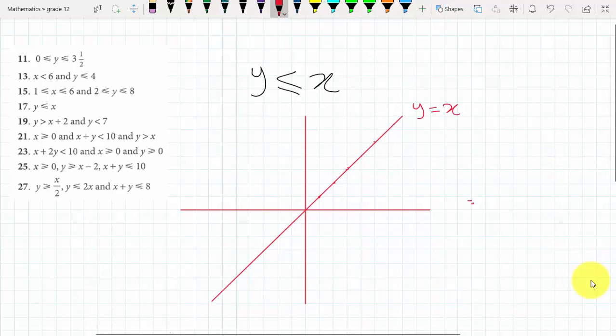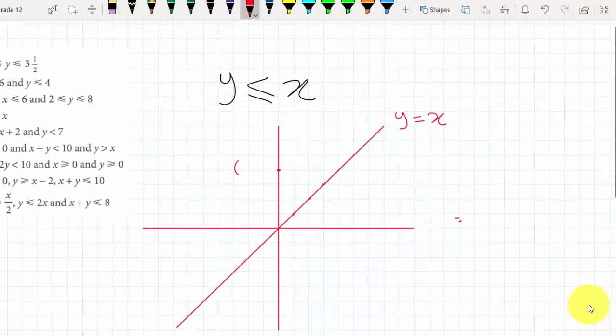What we need, y should be less than x. So in which part of this line are the y values less than x values? Let's test one value here. What is the coordinate of this point?